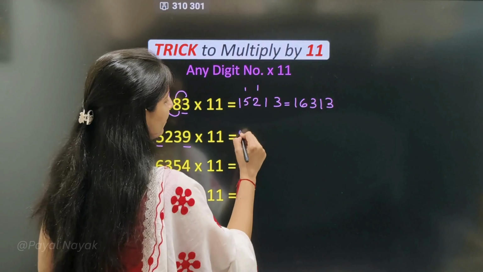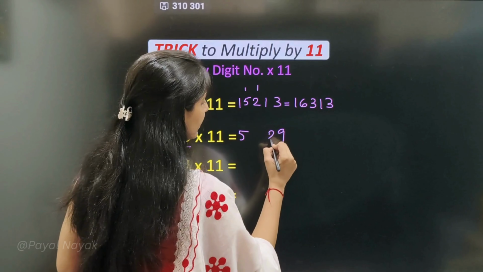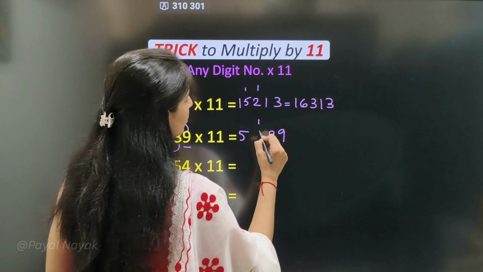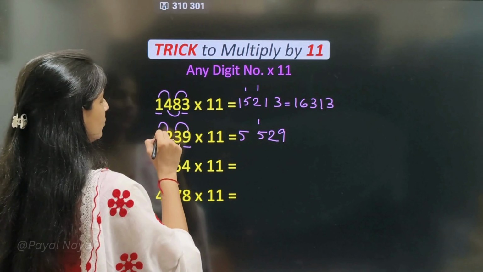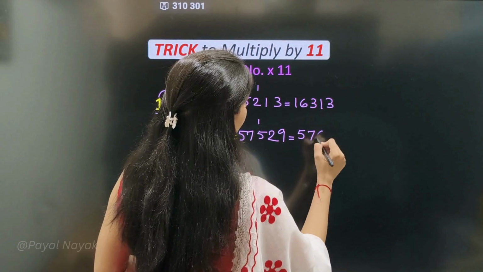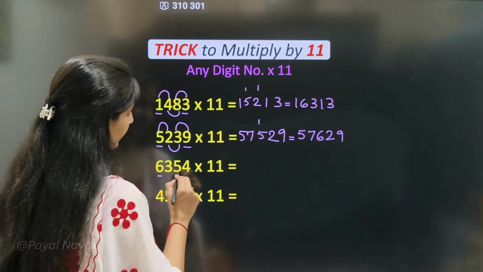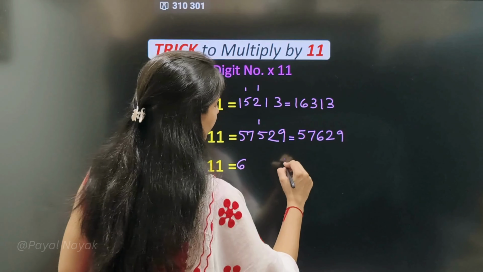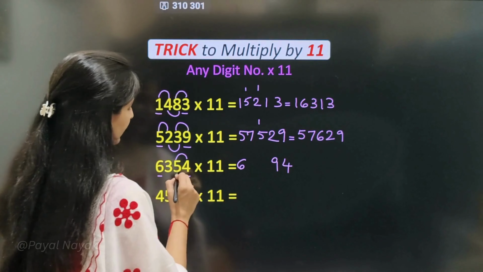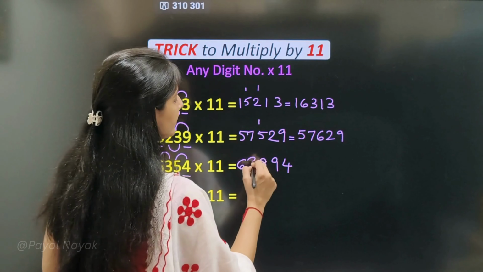Now the next, 5, 9. So add 9 plus 3, 12. So this 1 will be carried forward. 3 plus 2, 5. 2 plus 5, 7. So your final answer is 5, 7, 6, 2, 9. Next, 6, 4. You will be writing it. 4 plus 5, 9, 5 plus 3, 8, 3 plus 6, 9.